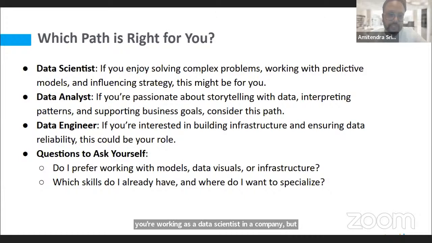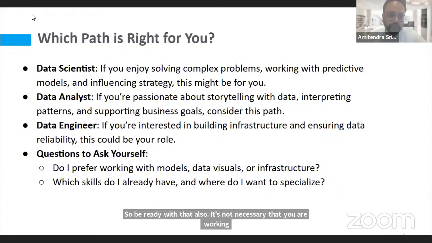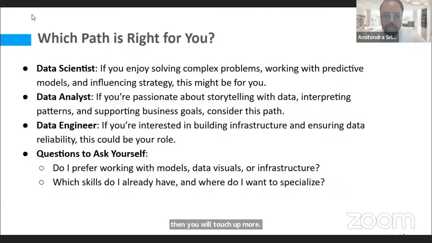It's not necessary that you are working only in one role and will never touch upon anything related to data engineering. It doesn't work that way. So there's a lot of overlap as well. So probably when you're applying for a job role, look at the JD, the job description, entirely, and understand if that is something which you are looking for.